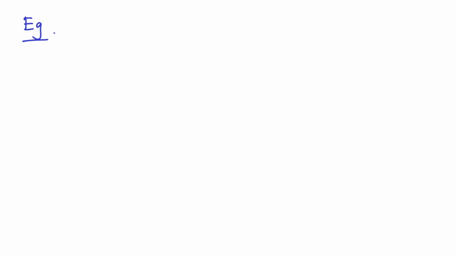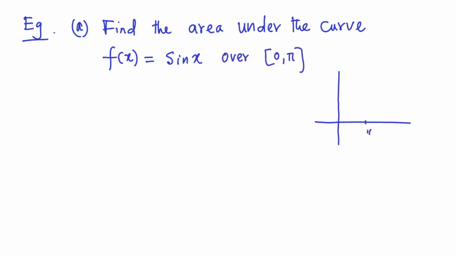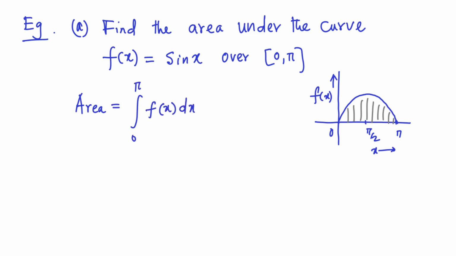Now let us consider few examples of definite integral. Let us consider the example as given here. Find the area under the curve f of x equal to sin x over the interval between 0 and pi. We have seen it earlier that definite integral has the interpretation of being the area under the curve over the given interval. So as you can see from the sketch, the shaded region denote the area under the curve sin x between the interval 0 and pi.